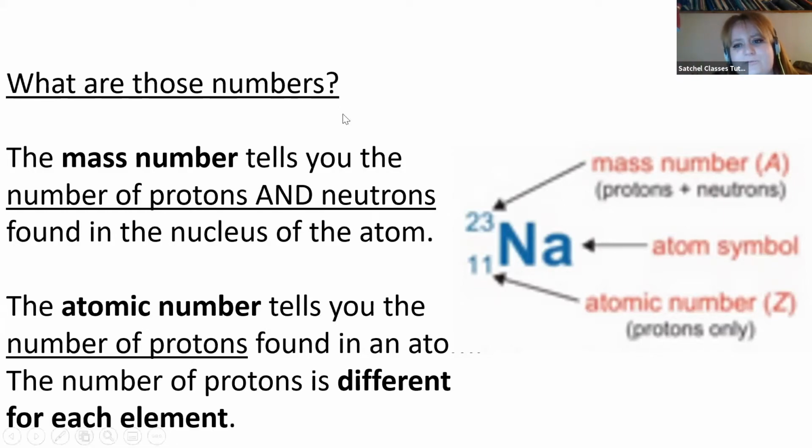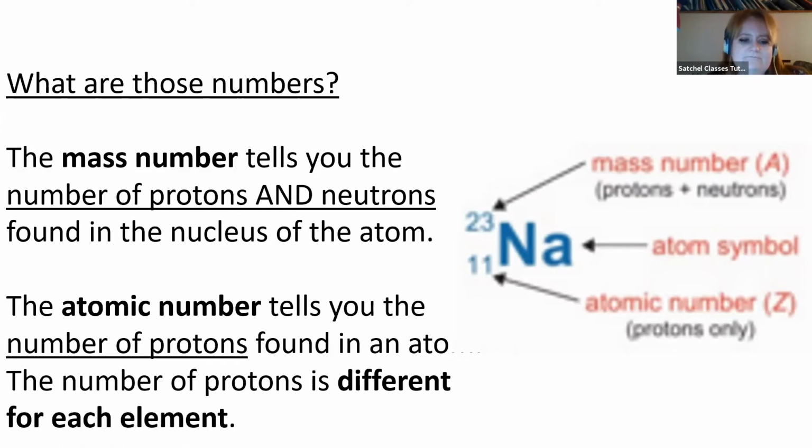I say the top number, usually the top, but it can be on the bottom. It's always the bigger number. If you remember, it's the protons added to neutrons, so it has to be the bigger number. The atomic number tells you the number of protons found in an atom. The number of protons is different for each element.